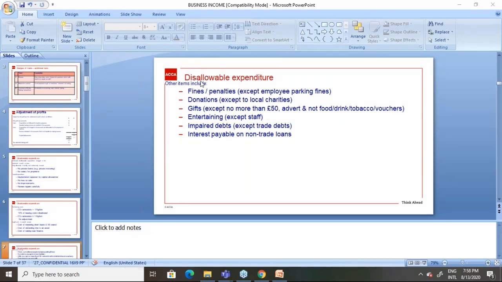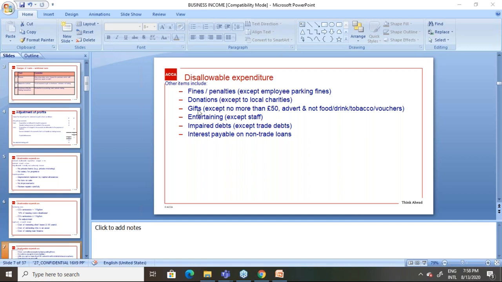Other items include these disallowable expenditures: fines and penalties. Now, if the business is paying fines and penalties of an employee, such as parking fines, they are allowable. But if you are paying fines and penalties of the owner of the business, then they are not allowable expenditure. When it comes to donations, remember, only local donations are allowed. National charity donations are disallowed. Local charity donations are allowed, but national charity donations are disallowed.